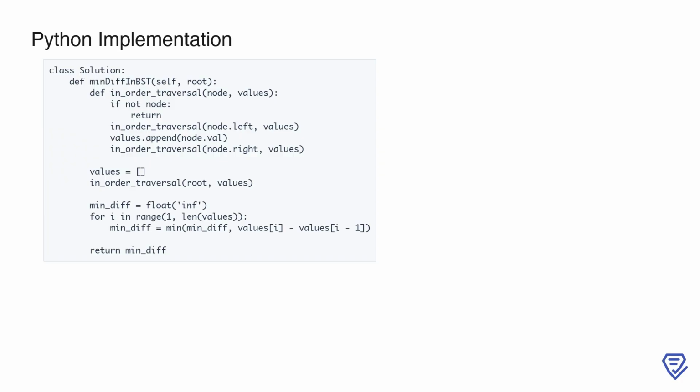Key advantages. Efficiency: the in-order traversal ensures the BST properties are utilized, and the difference computation is performed in linear time. Simplicity: using a sorted list of values simplifies the logic to find the minimum difference. Edge case handling: the function works for all valid BSTs with at least two nodes, as per problem constraints. This implementation runs in O(n) time complexity, where n is the number of nodes in the BST, and requires O(n) auxiliary space for the values list. It is both efficient and easy to understand, making it a robust solution for this problem.